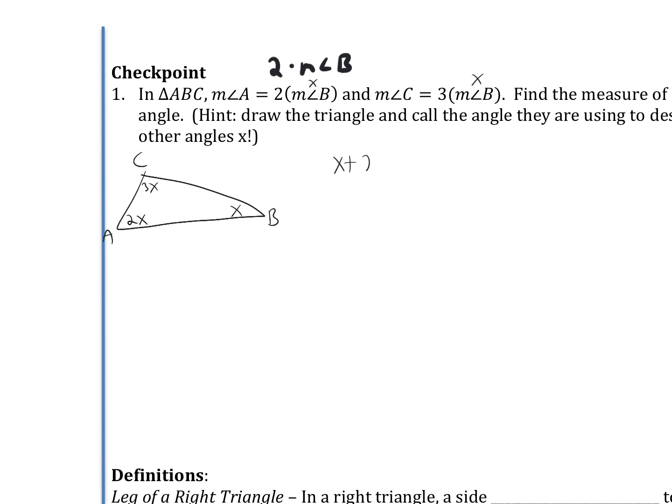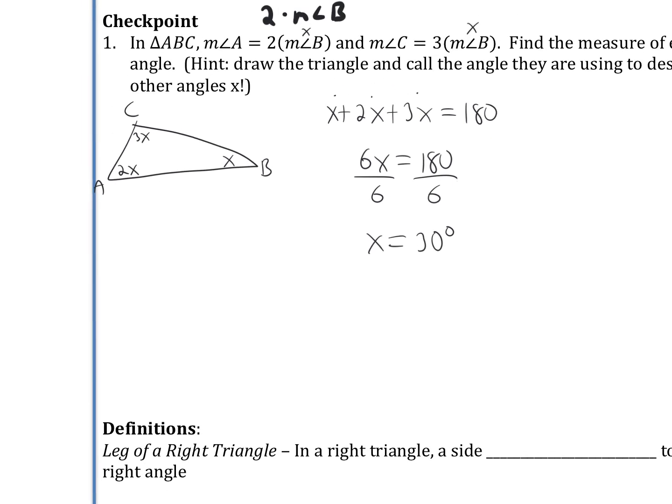We're going to do x plus 2x plus 3x equals 180. Combine like terms, it's going to be 6x equals 180. Divided by 6, x equals what? That's going to be 30. And that was measure of angle B. We've got to find measure of angle A now. Measure of angle A equals 2 times 30, which equals 60. And measure of angle C equals 3 times 30, which equals 90.